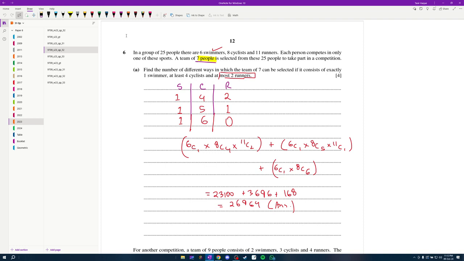So one swimmer for sure, and then suppose we have 4 cyclists and 2 runners, that's 7. Then we can decrease the number of runners and increase the number of cyclists, so 5, 1 or 6, 0. And then you know the rest. 6C1, 1 swimmer out of these 6, then 8C4 times 11C2, and so on, okay?